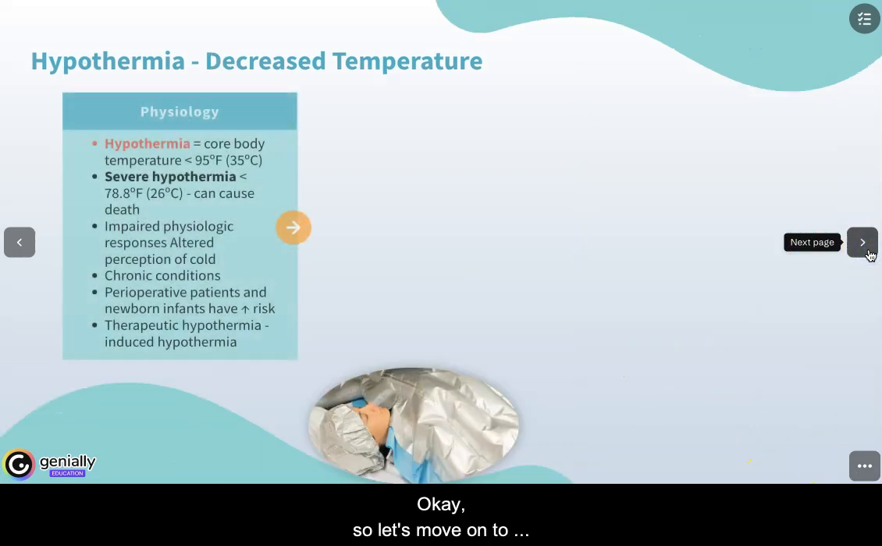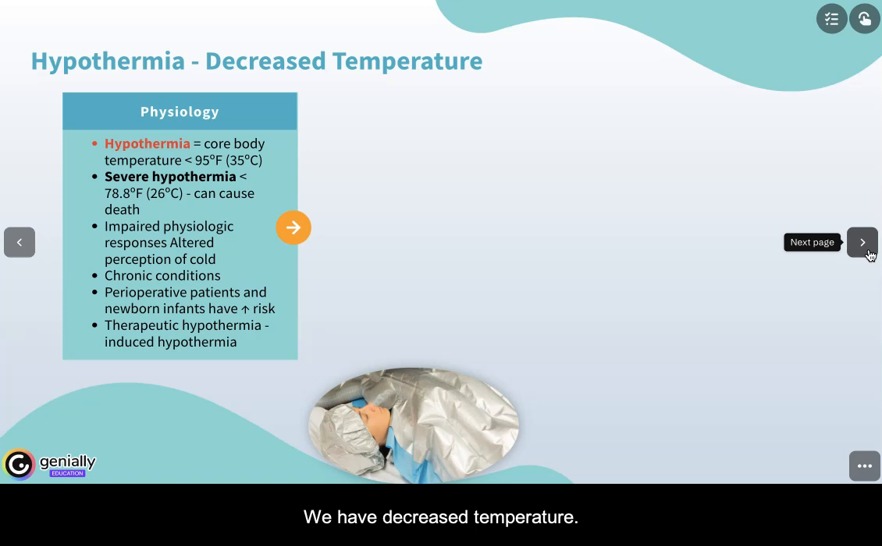Okay, so let's move on to hypothermia, right? We have decreased temperature. Hypothermia is decreased temperature where the core body temperature is less than 95 degrees Fahrenheit or 35 degrees Celsius. Severe hypothermia is less than 78.8 degrees Fahrenheit, and this can cause death.